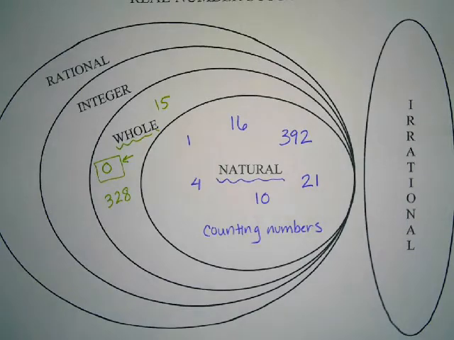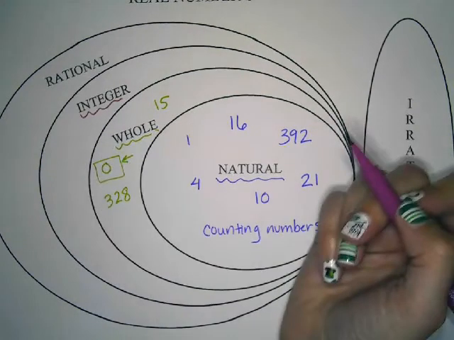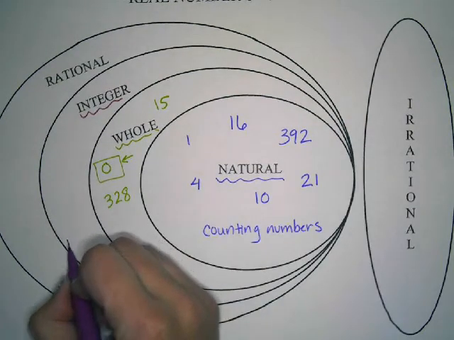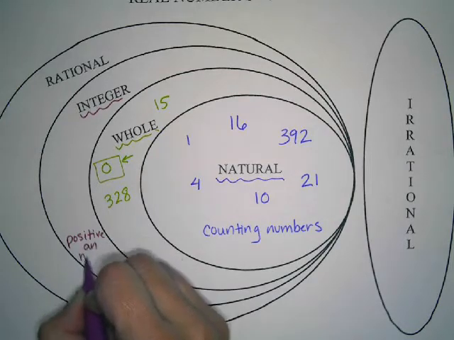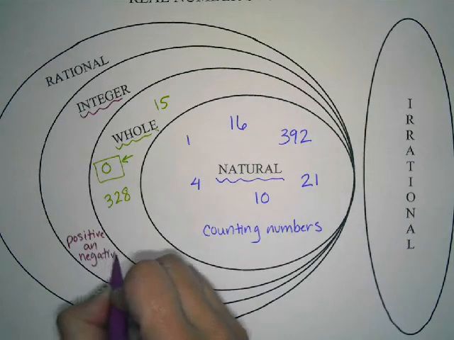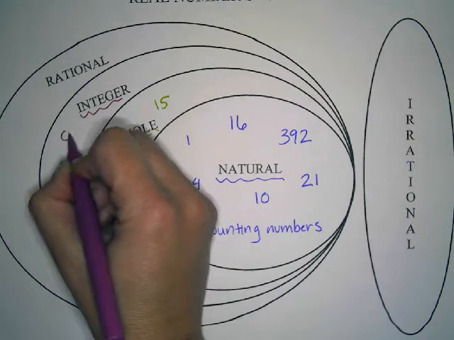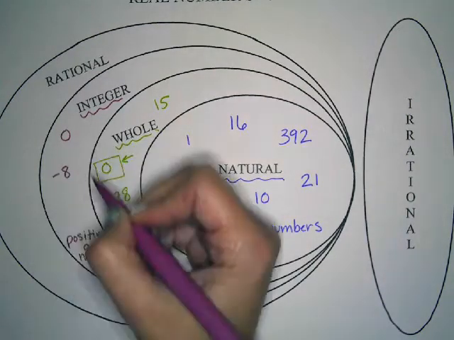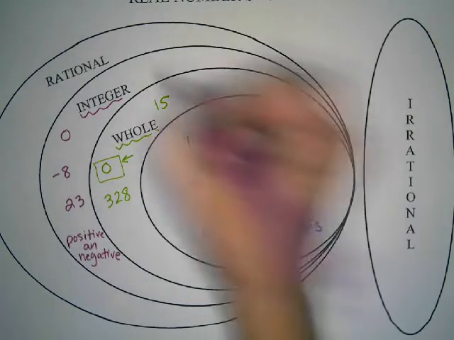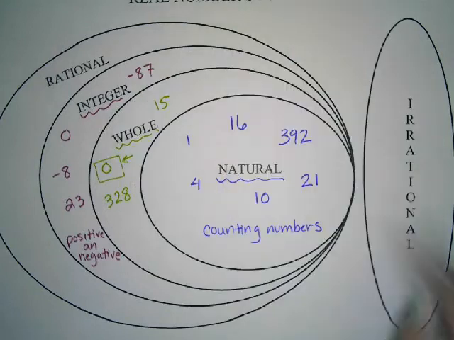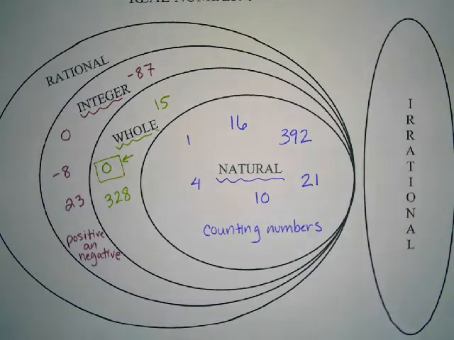Integers now include negatives. So once you get to integers, we're going to include negatives. So we have positive and negative numbers. So we could have 0 again. We could have -8. We could have a positive 23. We could have -87. Notice there's no fractions or decimals though. We're still doing whole numbers, but now they can be negative.